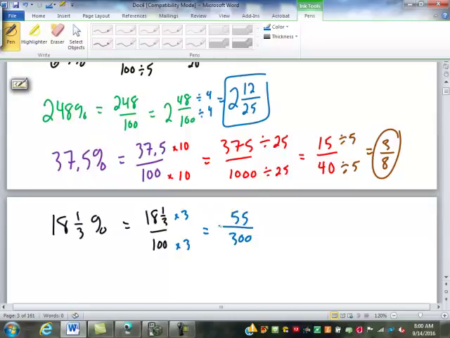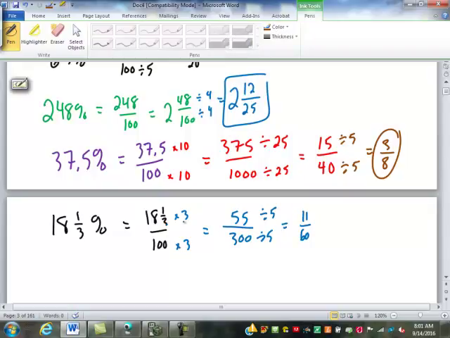is 55. You make it 18 times 3 is 54, plus 1 is 55 over 3. The 3's cross cancel out. You got just 55 over 1 or 55. Then you can reduce that by 5. Gives you 11 out of 60.